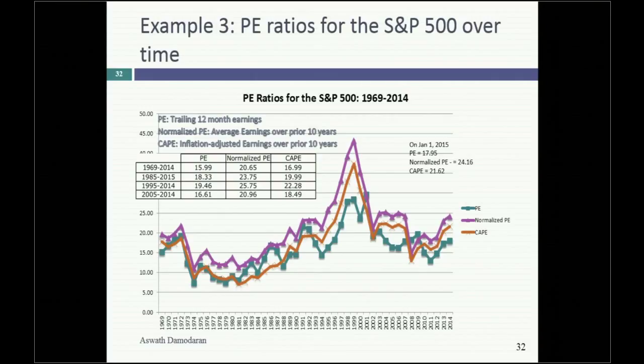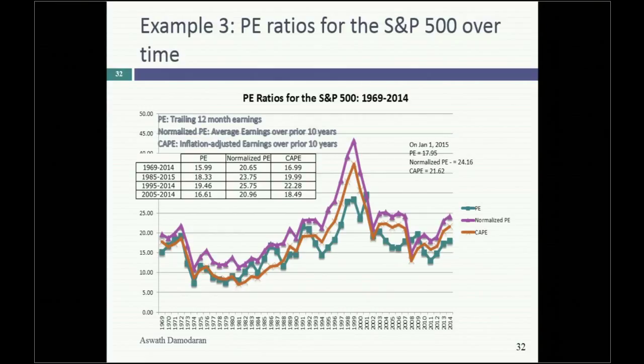So I have the PE ratio. The first, the green, is the PE ratio. The second is a normalized PE ratio. What's a normalized PE ratio? Rather than use last year's earnings, I use the average earnings over the previous 10 years. You're saying, what's that going to accomplish? Well, to the extent that earnings are cyclical, it takes into account the fact that earnings go up and down.